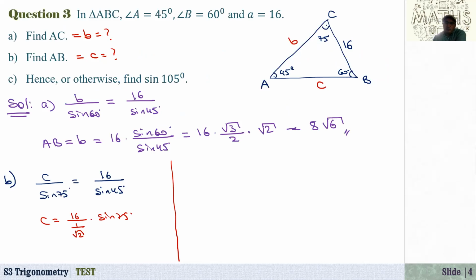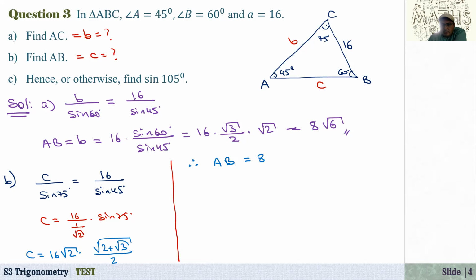Now let's get back to our question. Now from here, I will continue. What is c then? This c is equal to 16 times square root of 2 times the sine of 75, which is equal to square root of 2 plus square root of 3 over 2. So for this answer, what is AB? AB is equal to, the 2 cancels.